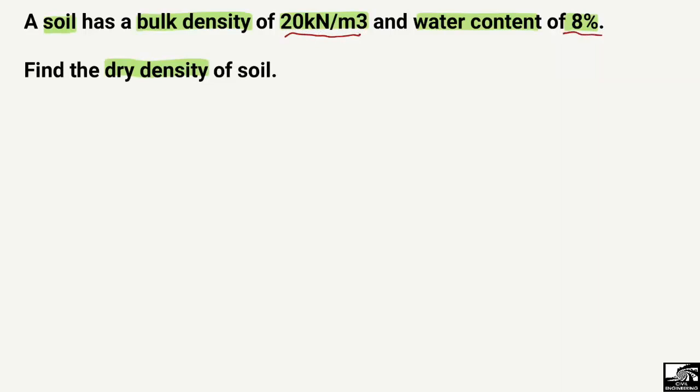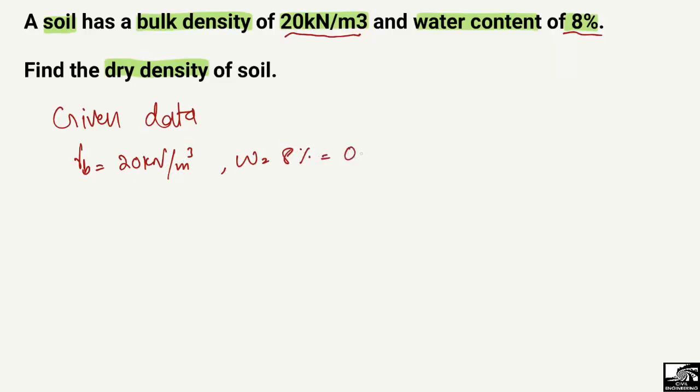So how do we find this? First we have to write the given data. The given data for this problem is that the bulk density of the soil sample is 20 kilonewton per cubic meter and the water content is 8%, or when we change this to decimal it is 8 divided by 100, so we get 0.08. It is the water content in decimal.